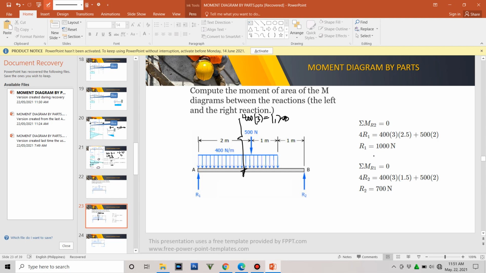So that is your mechanism of checking, or the check mechanism wherein dapat summation forces vertical shall be equal to 0. So importante yan, kasi pag nagkamali ka dyan, mali na lahat ng solution. Okay.